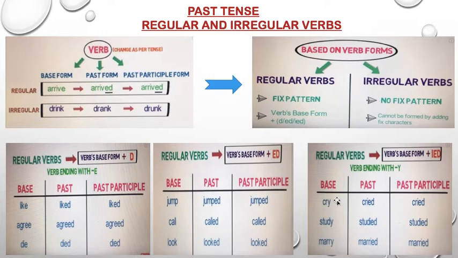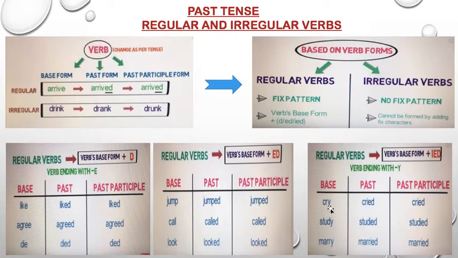Yes, you have studied in adding ing to the verbs, isn't it? So whenever the word is ending with y, what you have to do? You have to drop y and you have to add i to it, isn't it? So that's the reason why we are adding here IED, because the word is ending with y. That's why we are dropping y and we are adding IED to the verb.